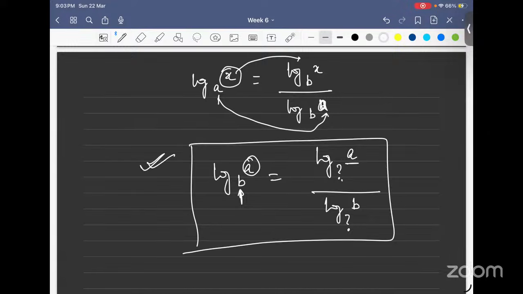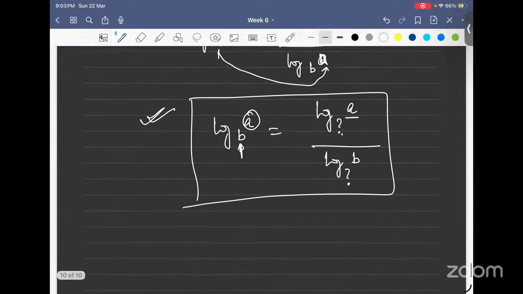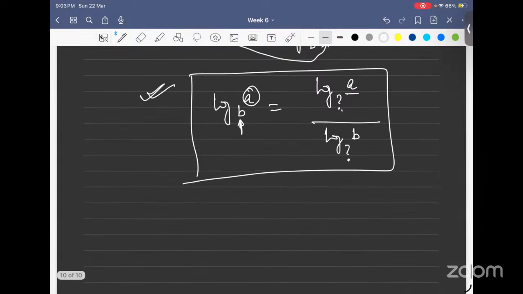So if a is greater than 1, we can take b as less than 1 and greater than 0, right? If a is greater than 1, let's say, then we can take b as less than 1, I mean greater than 0 and less than 1.